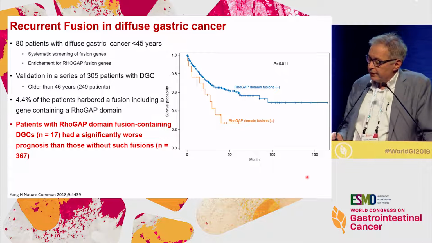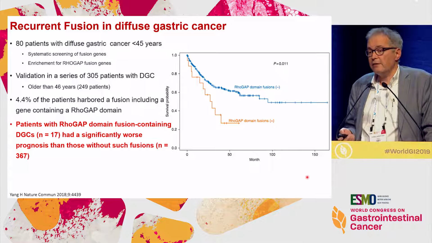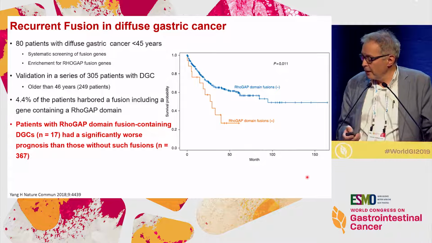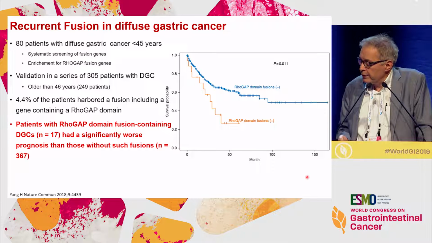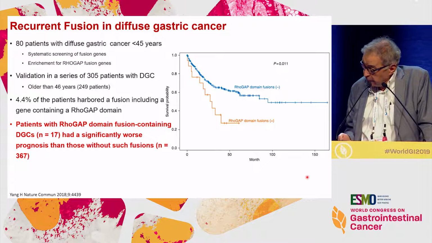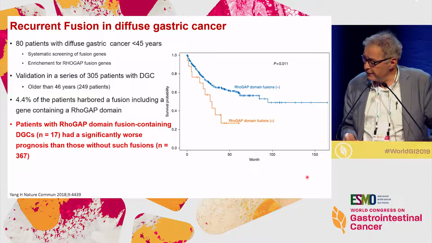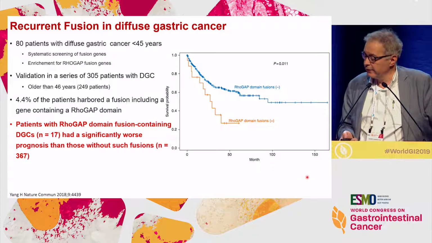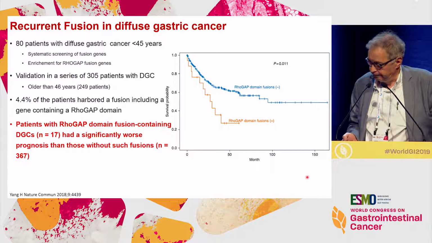Several other publications have shown that the presence of this fusion gene, associating the Rho GAP domain fusion with other partners, has a worse prognosis, as you can see here in the series of more than 800 gastric cancers.